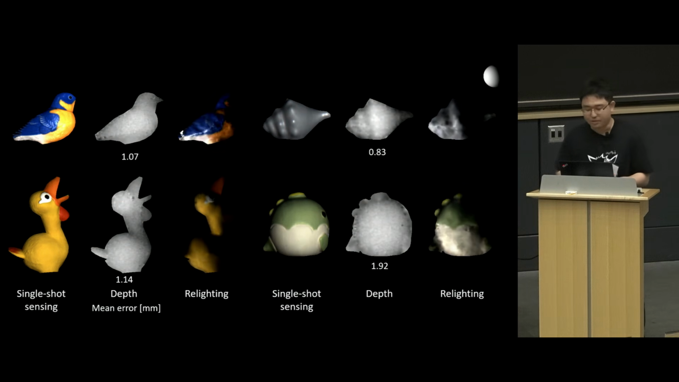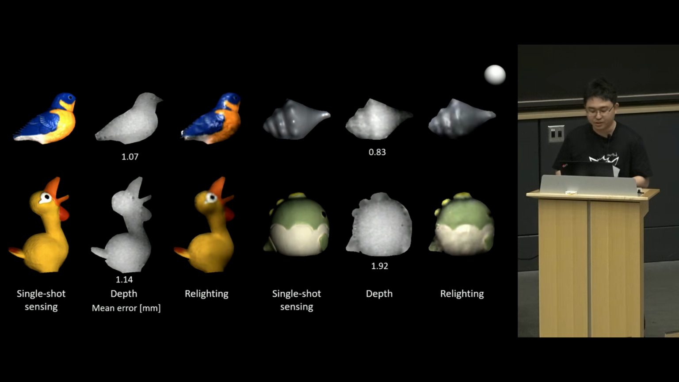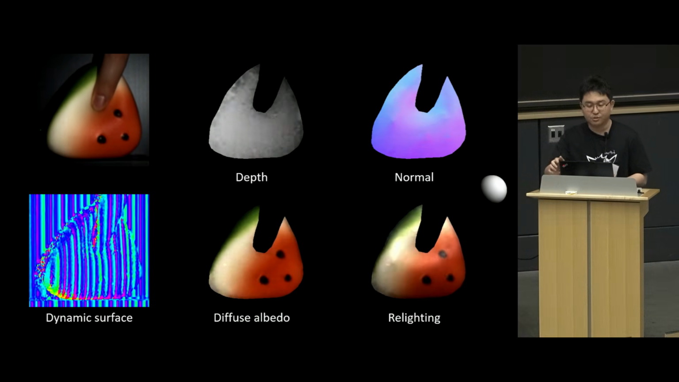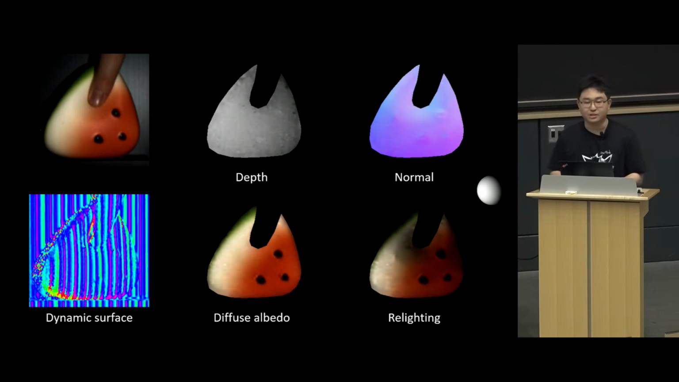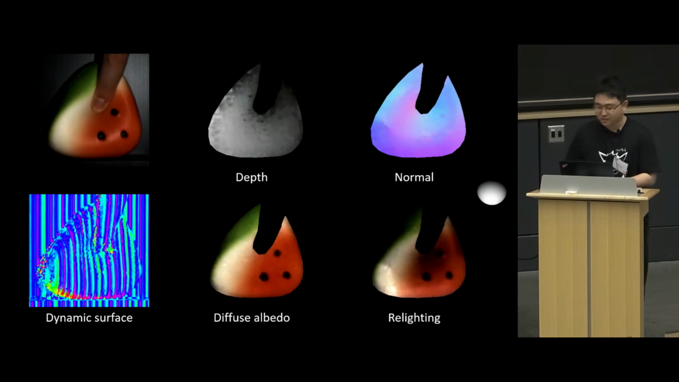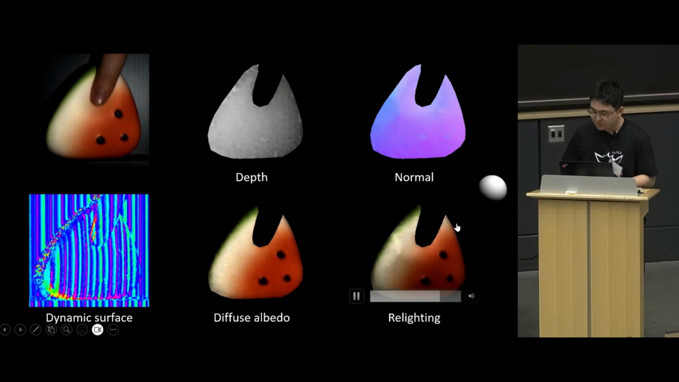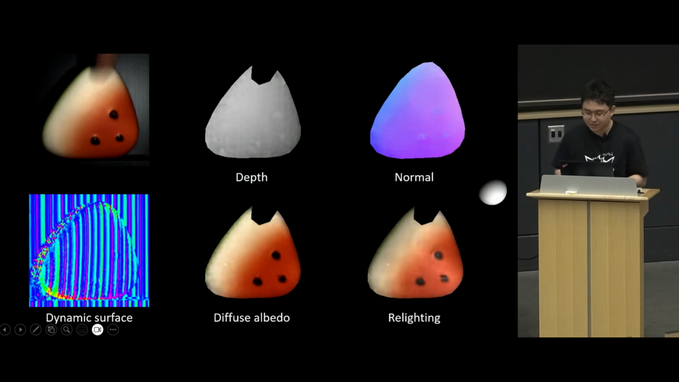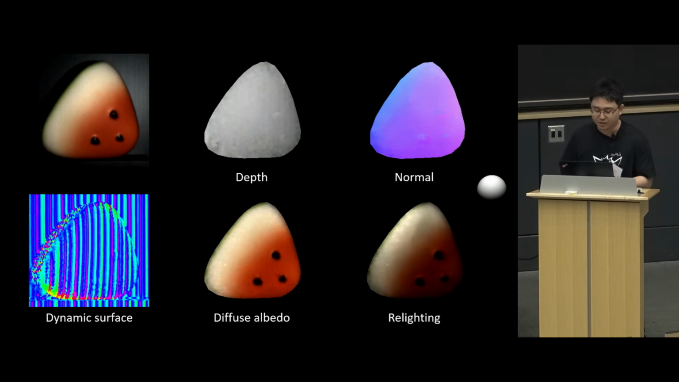Here are more shape reconstruction and rewriting results for real-world objects with different shapes and materials. Our method can also reconstruct the dynamic surface from each frame of a continuous polarization sequence. The reconstructed shape and reflectance enable rewriting of the surface at each frame. The surface normal and rewriting results accurately capture the surface deformation as it is pushed by a finger.